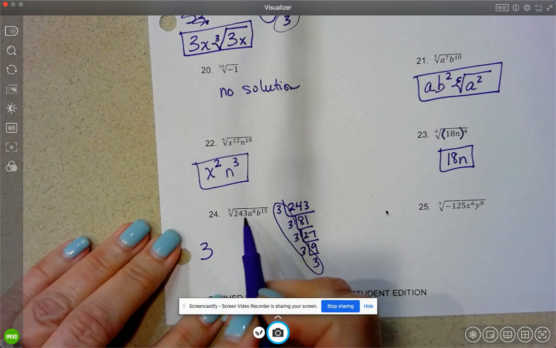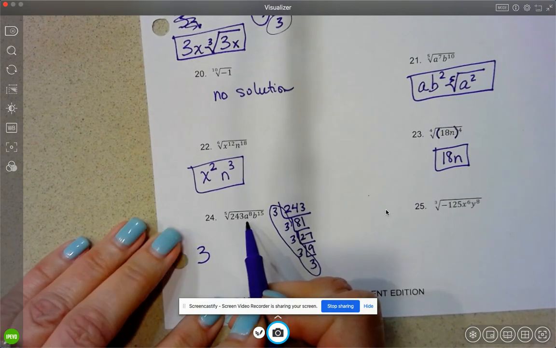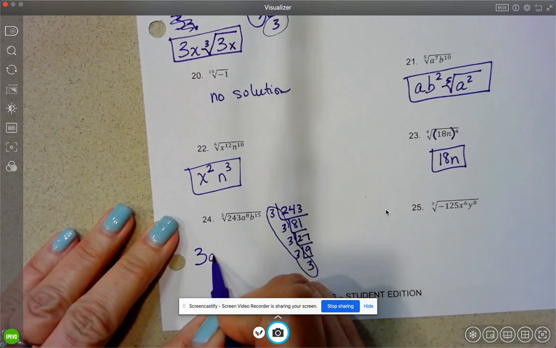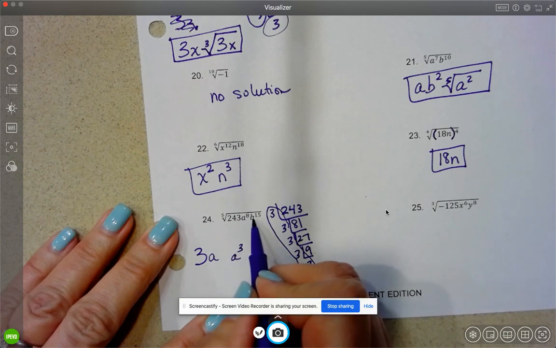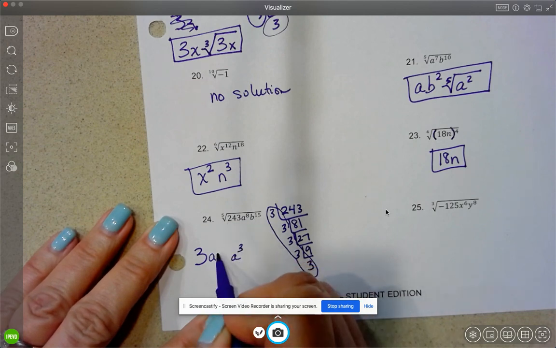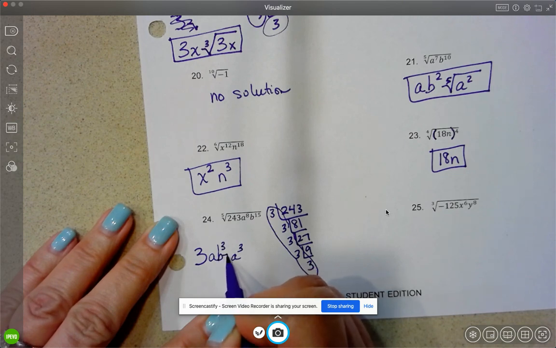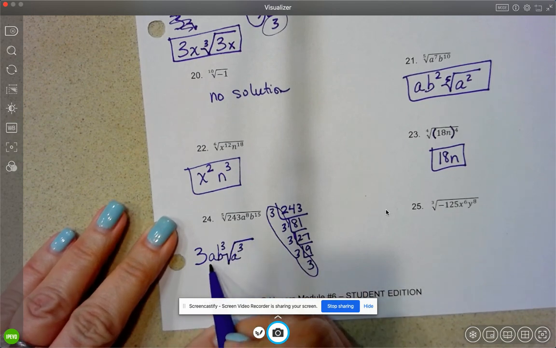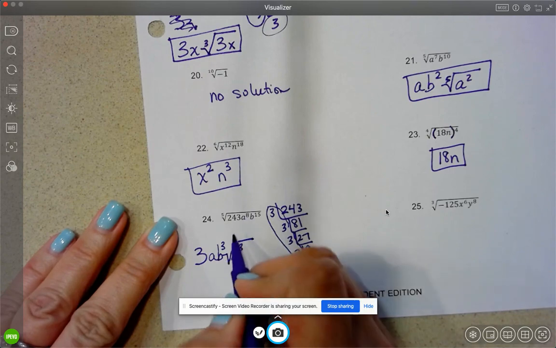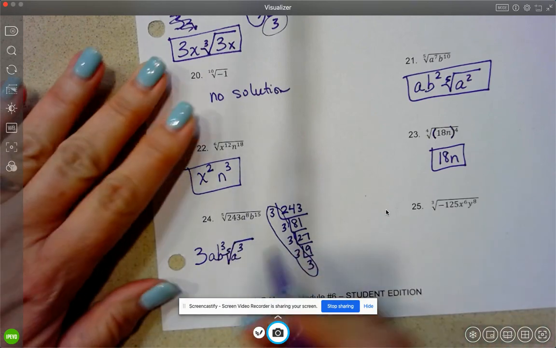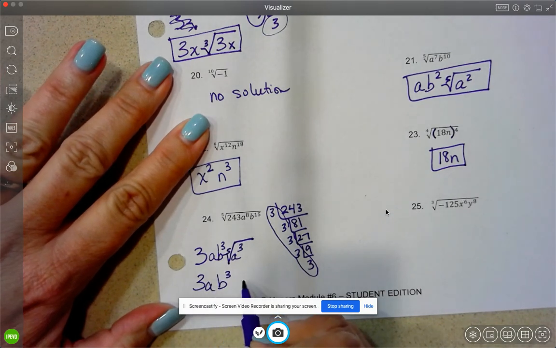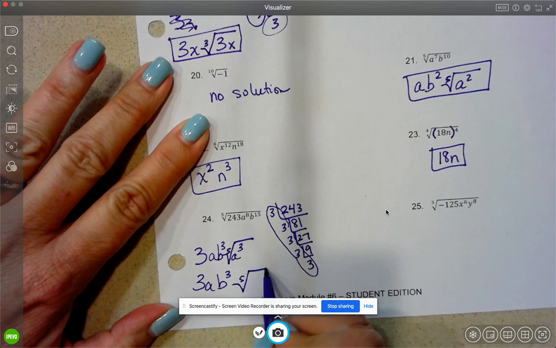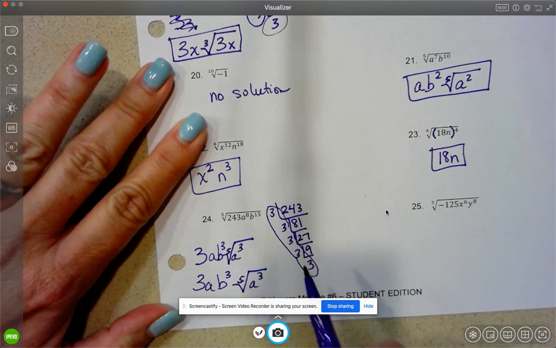How many groups of 5 A's can I take out of 8? Well, I can take 1, and I'm going to have 3 left over inside, right? And then how many groups of 5 B's can I take out of 15? Oh, actually, I can take 3. So I have 3ab cubed, 5th root of a cubed. Actually, I'm going to write it a little bit neater because sometimes the exponent up here gets a little mixed up with the index that's right next to it. So you want to make sure that those two numbers are separate.